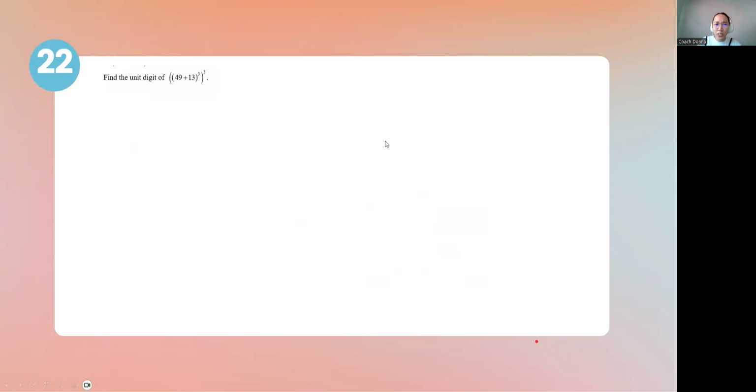So for 22, we have this type of question: 49 plus 13 raised to 3, raised to another 3 again. Again, we just want the unit digit. If you add 49 and 13, you will get 62. So 2 is the last number.